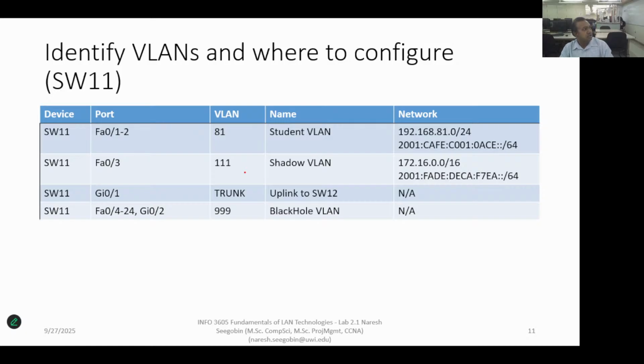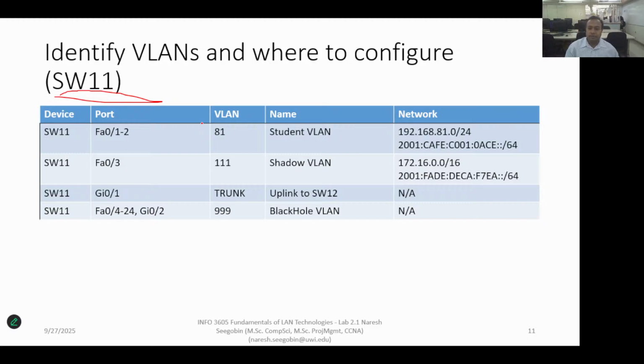Right. Identify VLANs and where to configure. This is on switch 11. So what we're looking at are the ports. Remember, we have to configure VLANs on the ports and decide where we're going to deal with the trunk port. So again, build your table out like this.